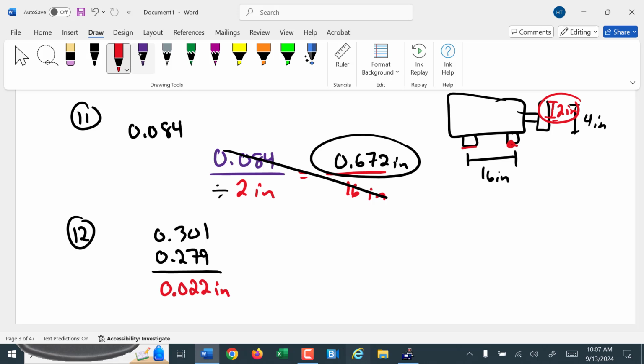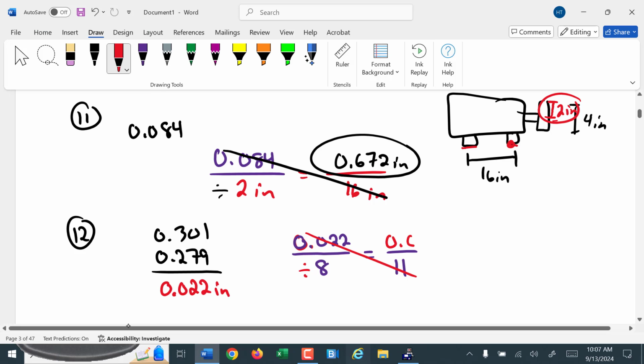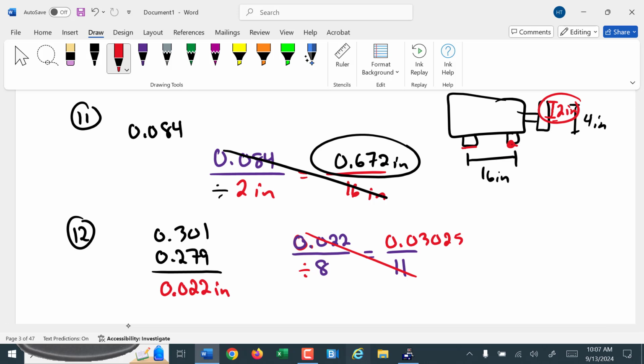This is an 8-inch flange, so we put our vertical angular gap of 0.022 over the 8-inch flange. The mounting holes are 11 inches apart. So we'll cross multiply and divide: 0.022 times 11 divided by 8 is 0.03025. So basically 30 thousandths is what you're probably going to shim.